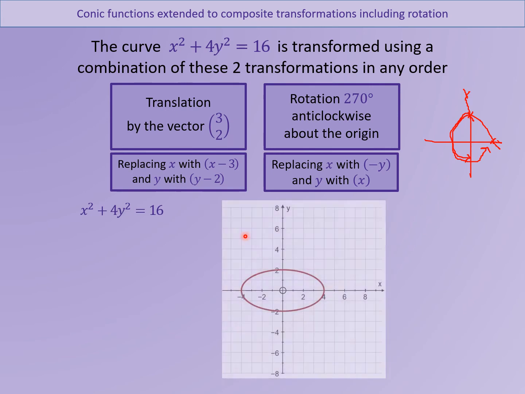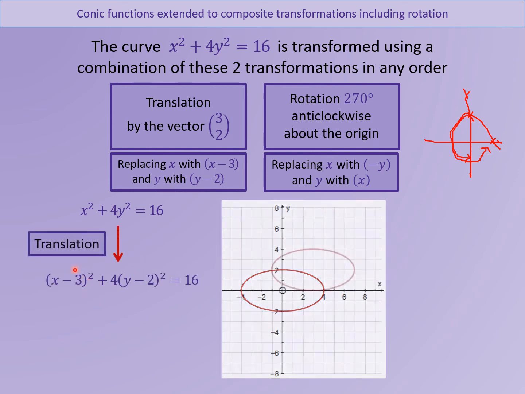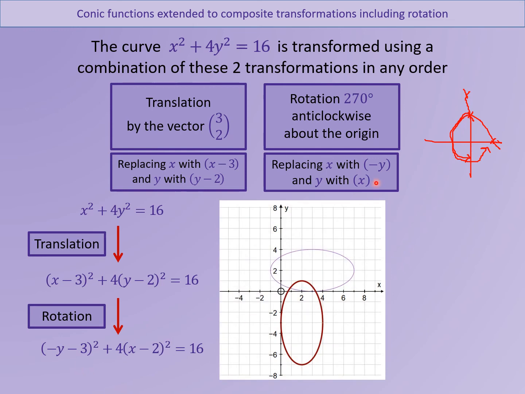Right, why does that help me? Because now I can have a go at both transformations in either order. Starting with the translation, I translate it by (3, 2), so that's taking it 3 across, 2 up, and the equation becomes that equation just there. Once I've done that, I'm then going to do the rotation. I replace my x value with minus y, and my y value with x. And there's my new equation. You'll notice that minus y minus 3 squared could just be written as y plus 3 squared. It would have been the same thing.